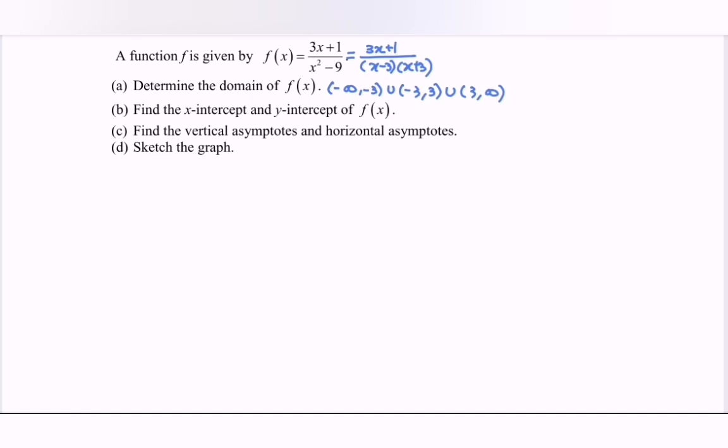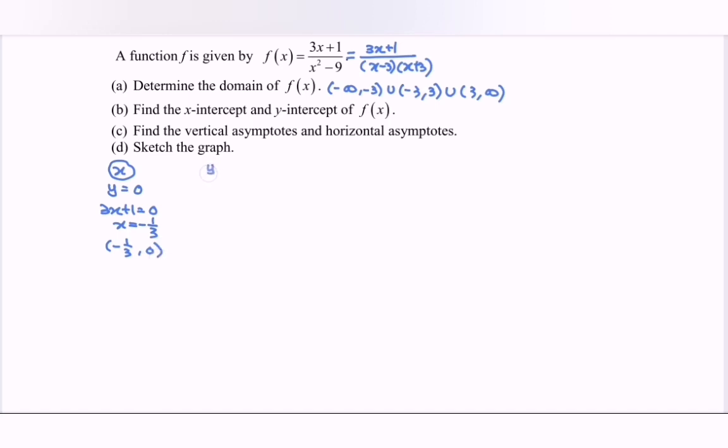Next is to find the x and y intercepts. In order to find the x-intercept, y is equal to 0. If we substitute, we will have 3x plus 1 is equal to 0, so x is equal to negative 1 over 3. So we have negative 1 over 3 and 0.